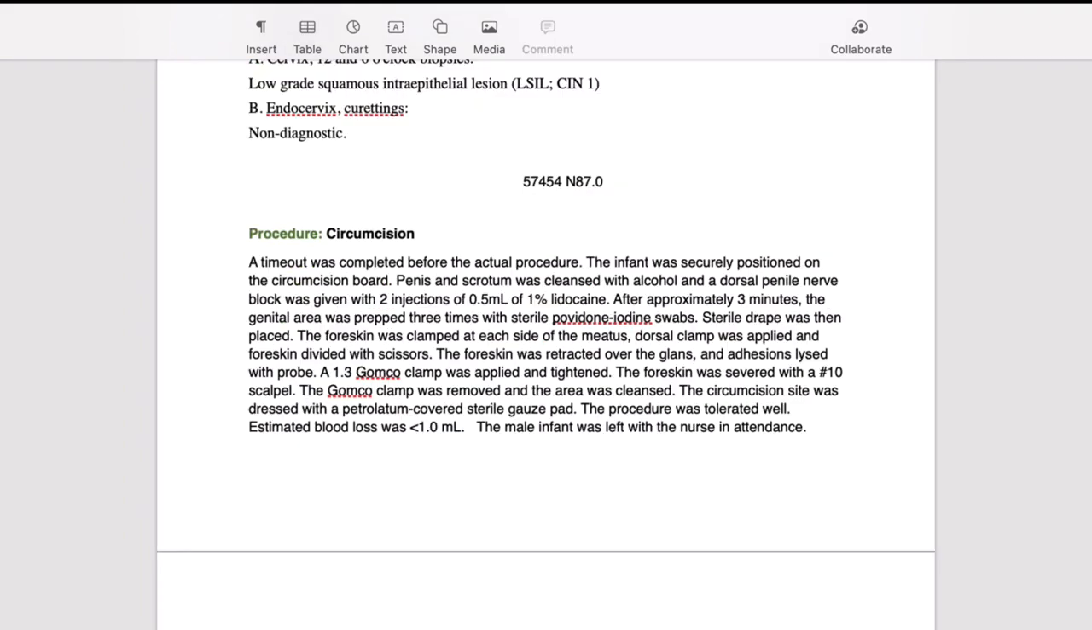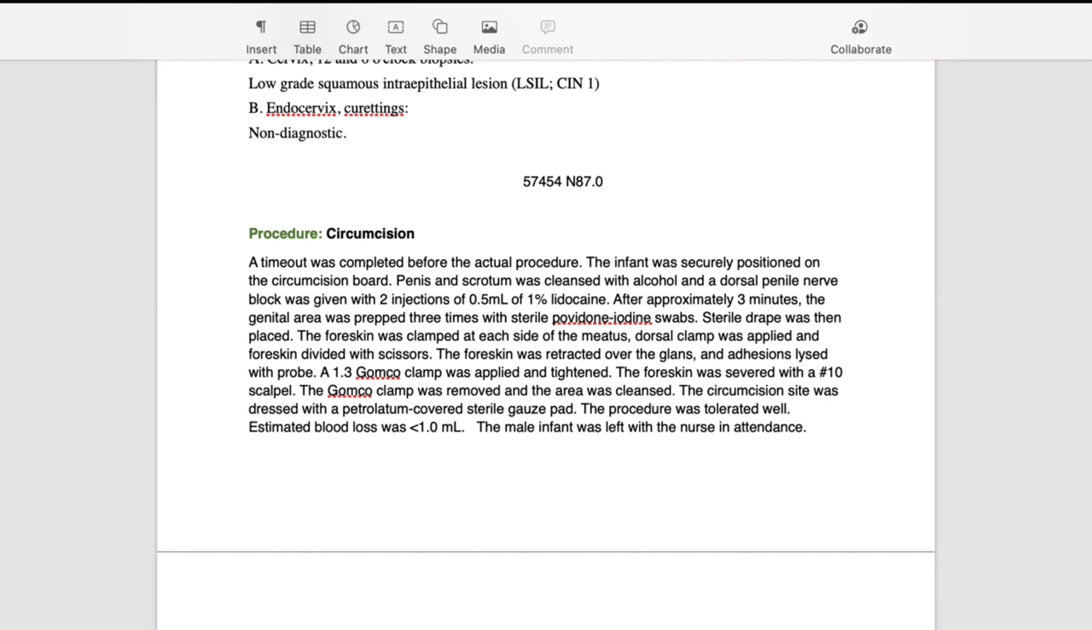Okay, and our third one that we have down here is a circumcision. It says a timeout was completed before the actual procedure. The infant was securely positioned on the circumcision board. Penis and scrotum was cleansed with alcohol, and a dorsal penile nerve block was given with 2 injections. And let's just skip through. Foreskin was clamped at each side of the meatus. Dorsal clamp was applied and foreskin divided with scissors. The foreskin was retracted over the glans and adhesions lysed with a probe. The Gomco clamp was applied and tightened.